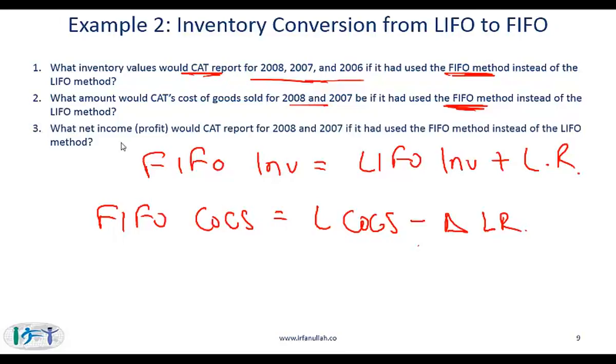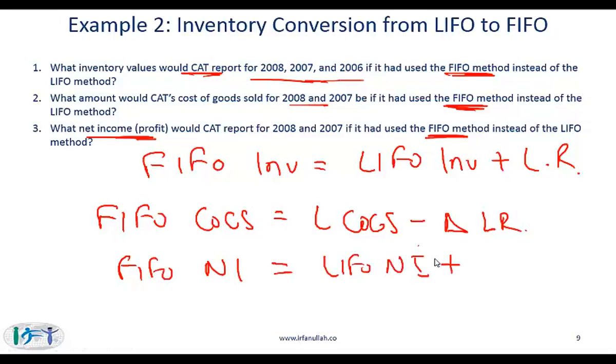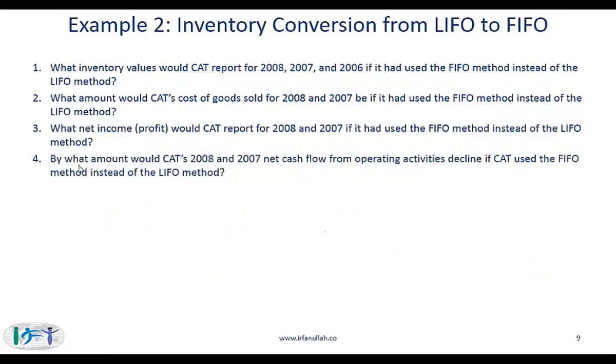Next question, what net income would Caterpillar report if it had used the FIFO method? Again, we've talked about this relationship. The FIFO net income is equal to the LIFO net income plus the change in LIFO reserve times 1 minus the tax rate.